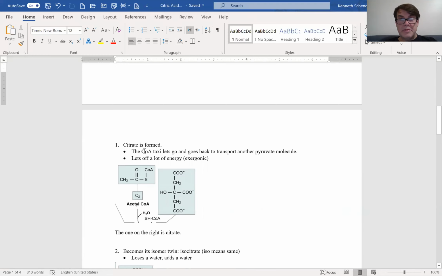Basically, the coenzyme A taxi, CoA taxi, lets go and goes back somewhere, maybe to transport another pyruvate molecule. This step lets off a lot of energy. It's exergonic. Remember that? Endergonic takes in energy. Exergonic lets off a bunch of energy. So this is citrate, the first step.